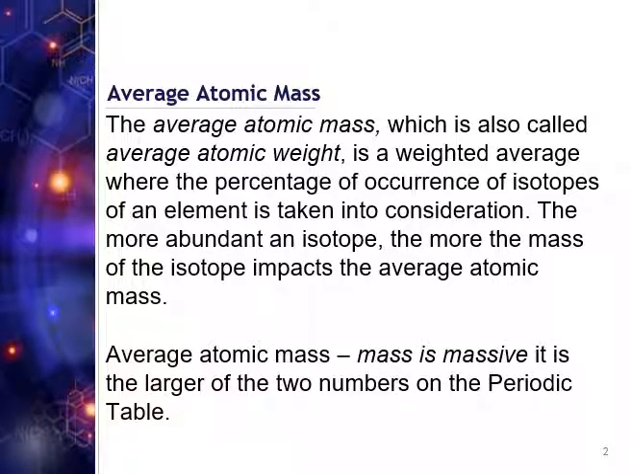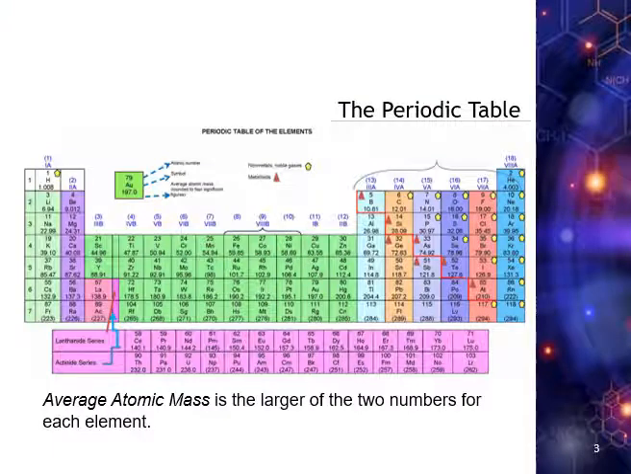The average atomic mass is the larger of the two numbers on the periodic table. If you look at the periodic table, there are two numbers. One is larger than the other. The average atomic mass is the larger of the two numbers for each element.